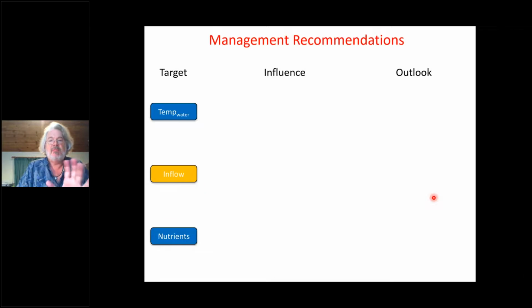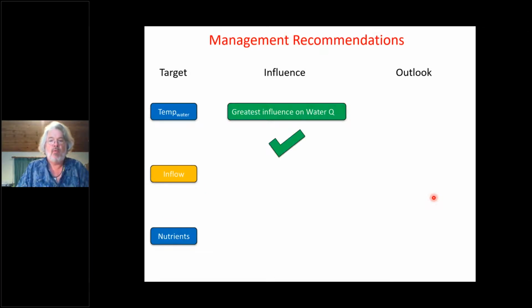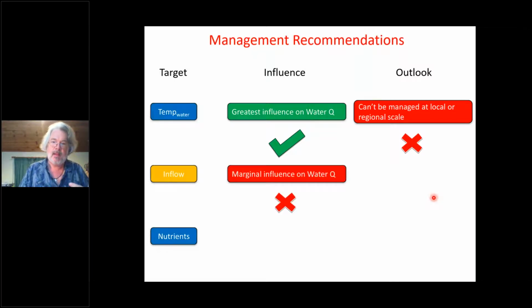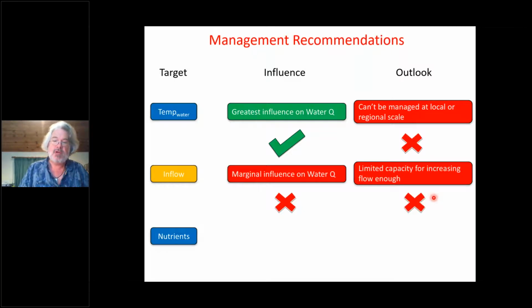To look at this then from a management perspective, in terms of water temperature, it has a big effect on water quality. As it gets warmer, we're going to have more problems with cyanobacteria. We're going to have more problems with algae. The outlook from a management perspective isn't great because good luck controlling air temperature, at least from a management perspective. Inflow has almost no influence on water quality, at least in the range that we looked at. And so there's really limited capacity for managers to fix the problem by moving more or less water through the system.